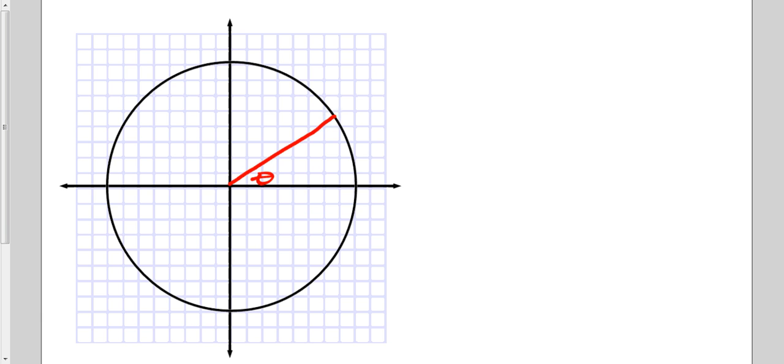Now, I got an angle theta. Okay? What are the coordinates? This is my unit circle again, right? What are the coordinates of this point on my unit circle? I want my coordinates expressed in terms of theta, in terms of my angle. I'm not looking for numbers, I'm looking for expressions.